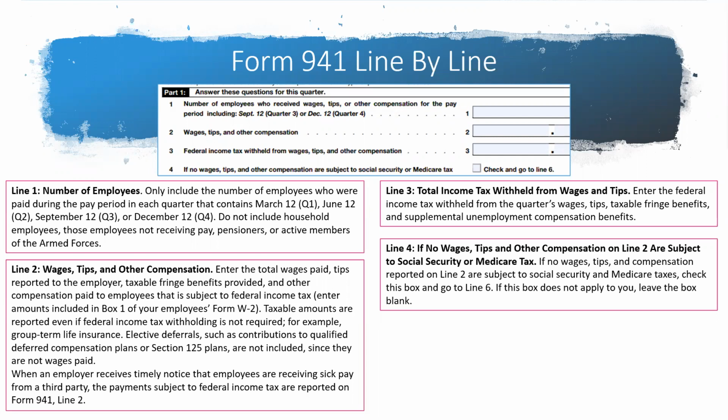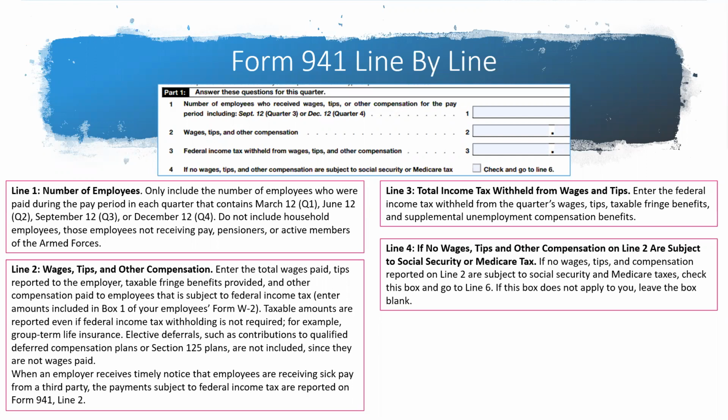So March 12th, June 12th, September 12th, or December 12th. However many employees were paid on the pay period contained in that period is the number of employees that you're going to report on line 1 of the 941. You're not going to include household employees, those employees not receiving pay, pensioners, or active members of the armed forces.